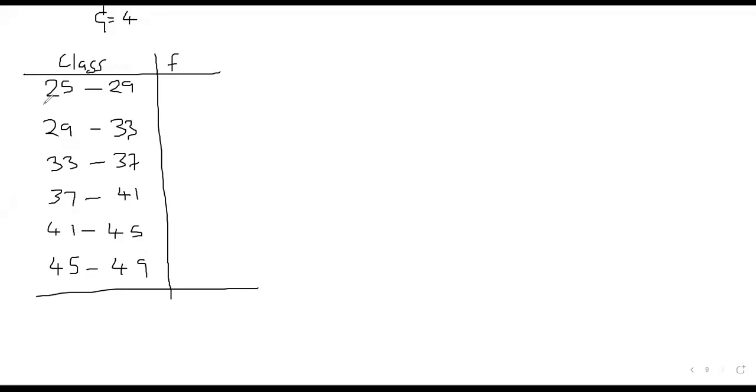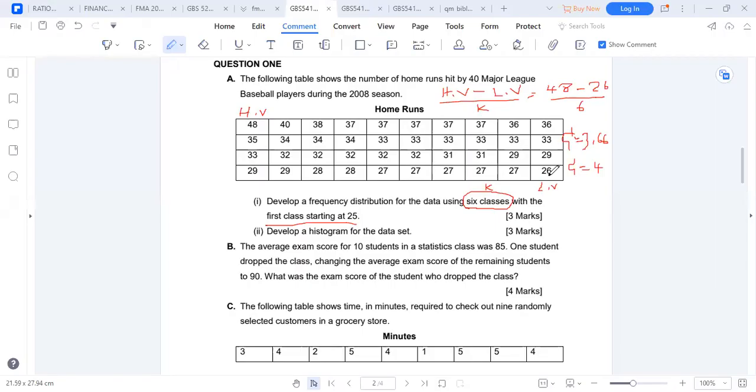Okay, so let's count from 25 to 28. How many are they? From 25 to 28, how many are they? You can count them. 1, 2, 3, 4, 5, 6, 7, 8. So there are 8 here. Fortunately, they're arranged in order already. So here we have 8.